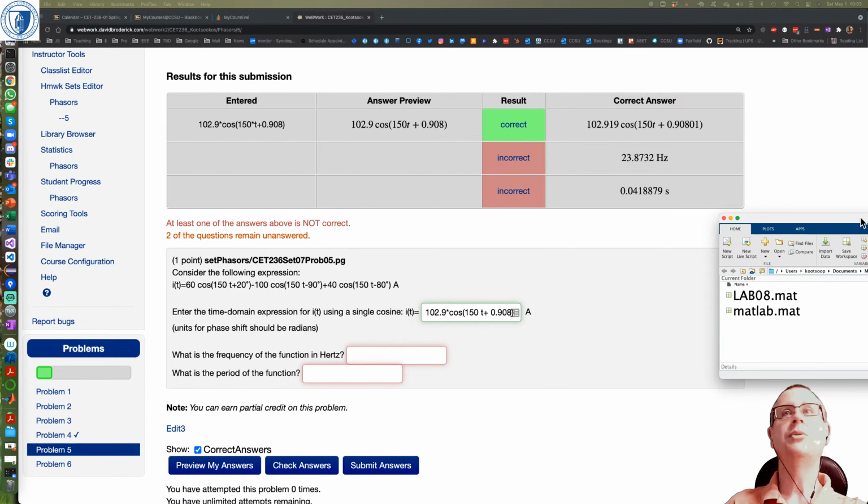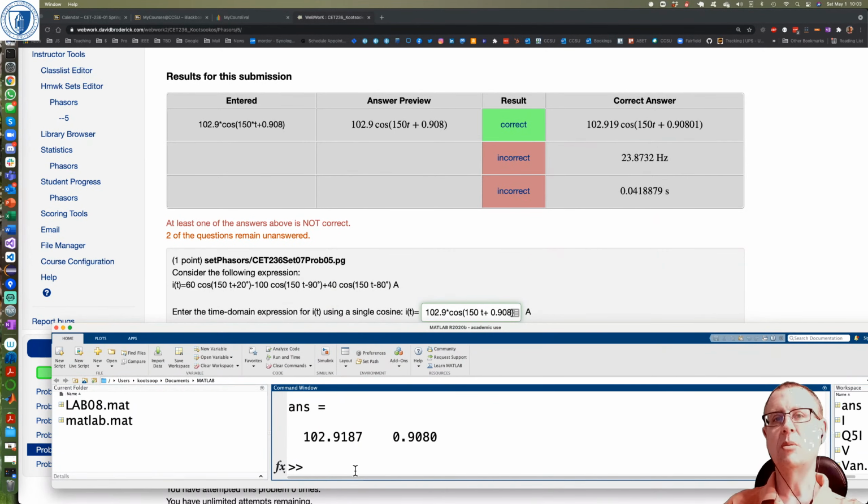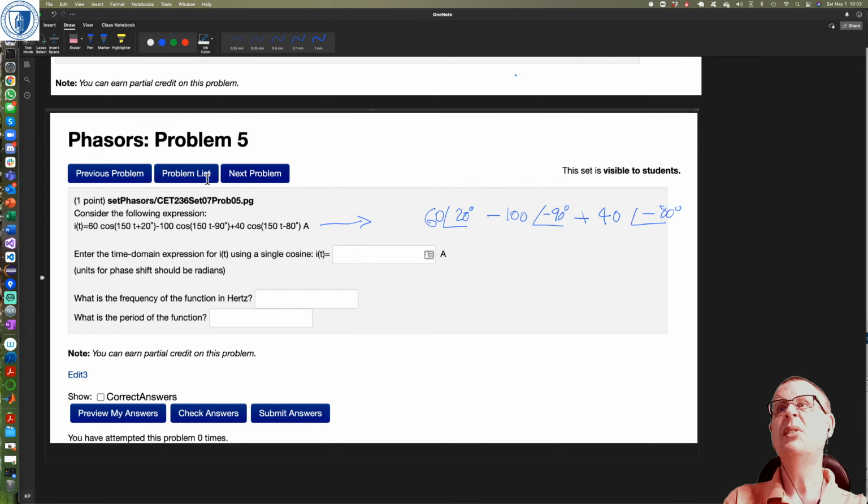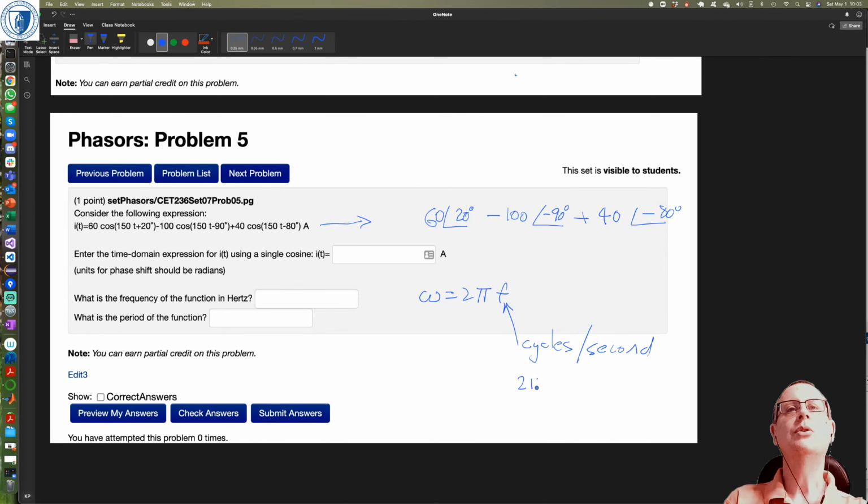Okay, and then the other question was, what's the frequency in Hertz? Remember, let's just go back and do a couple of things there. Omega equals 2 pi times the frequency in Hertz. This is the number of cycles per second, and in a sine wave or a cosine wave there are 2 pi radians per cycle. So in order to get radians per second, you need to do that conversion.